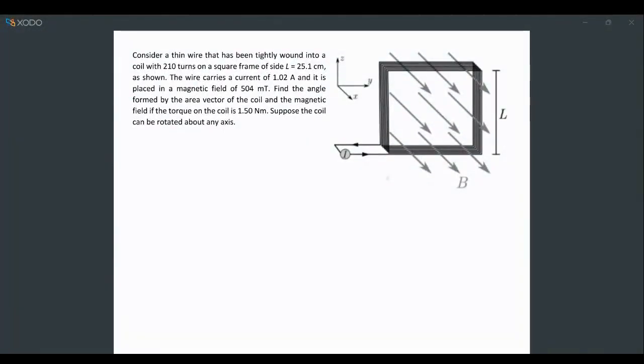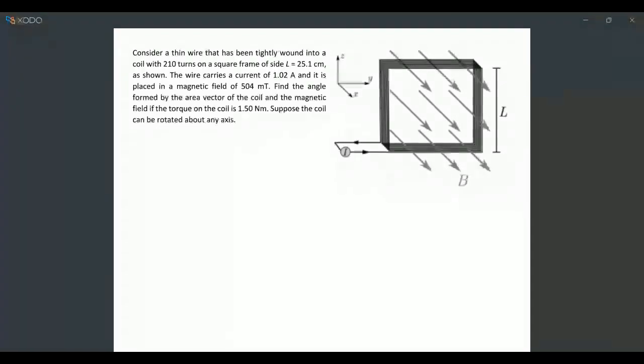Question 1 should be on the screen. It says, consider a thin wire that has been tightly wound into a coil with 210 turns on a square frame, and the square has side length L. The wire carries a current of 1.02 amps, and it's placed in a magnetic field of about half a Tesla. We're asked to find the angle formed by the area vector of the coil and the magnetic field if the torque on the coil is 1.5 Newton meters. And we're told that the coil is free to rotate as it needs to.